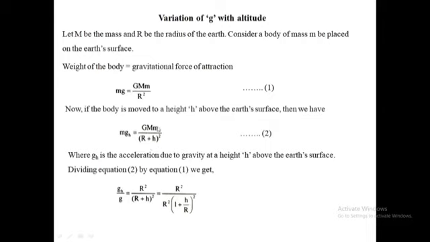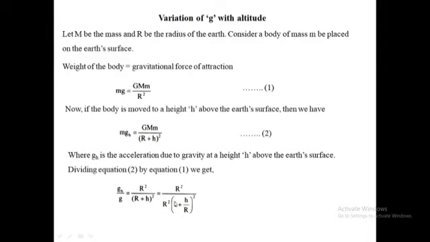mg_h is equal to GMm upon (R plus h) whole square. Equation number 2, where g_h is the acceleration due to gravity at height h above the Earth's surface. Now, dividing equation 2 by 1, we get g_h upon g is equal to R square upon (R plus h) whole square, which is equal to R square upon R square (1 plus h upon R) whole square. If you take R common, then you get (1 plus h upon R) square into R whole square.